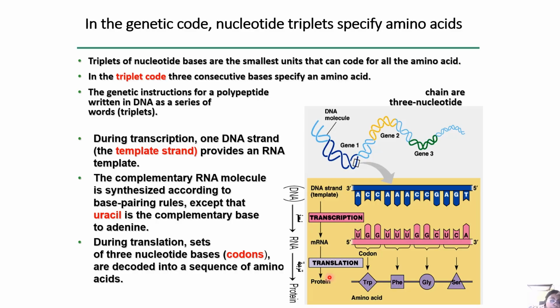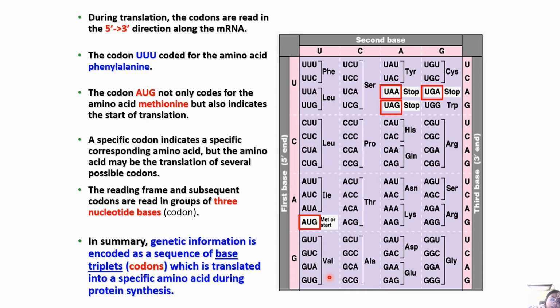So during transcription, one DNA strand, the template strand, provides the RNA template, and the complementary RNA molecule is synthesized according to base pairing rules, except that uracil is the complementary base to adenine. And during translation, sets of 3 nucleotide bases are decoded into a sequence of amino acids. So during translation, the codons are read in the 5' to 3' direction along the mRNA. The codon UUU codes for the amino acid phenylalanine.